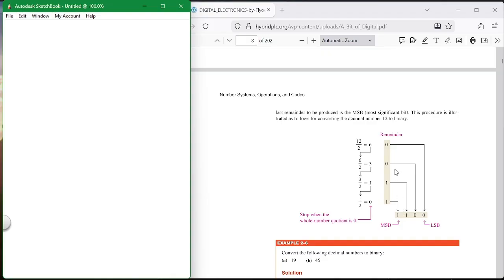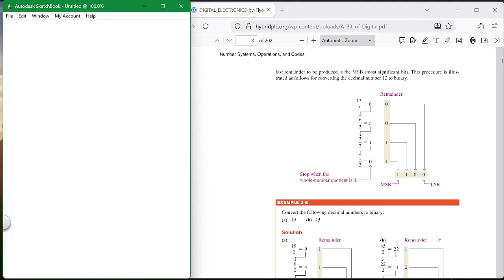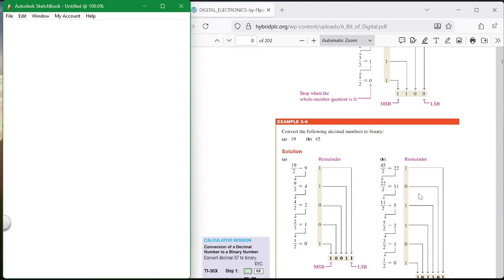Bottom up, bottom to the top, that's your number. Okay? You go until this number is less than the divisor, and then you get your remainder, and there's your number.